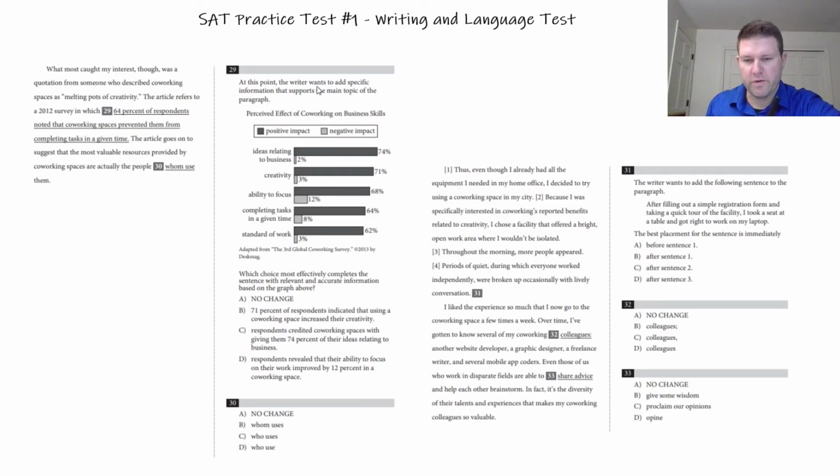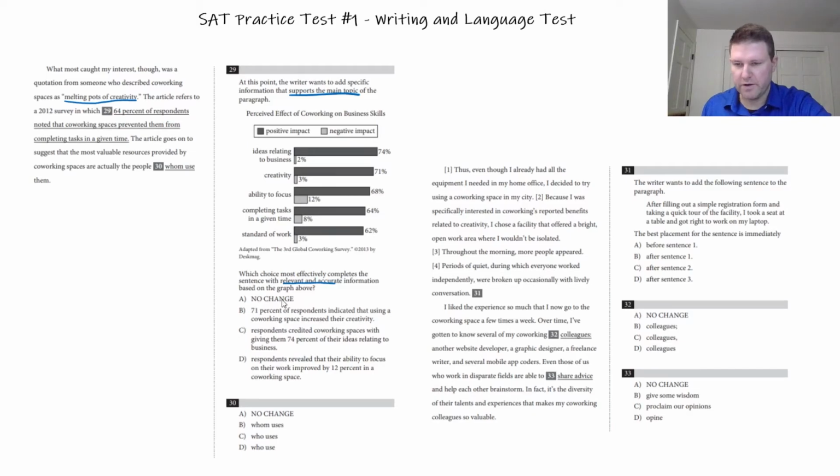It says, at this point, the writer wants to add specific information that supports the main topic of the paragraph. So that cues us to go over here and see what they're actually talking about in the topic sentence of the paragraph. What most caught my interest, though, was a quotation from someone who described co-working spaces as melting pots of creativity. So we want to choose an option here that actually discusses creativity specifically and how co-working spaces can benefit that, right?